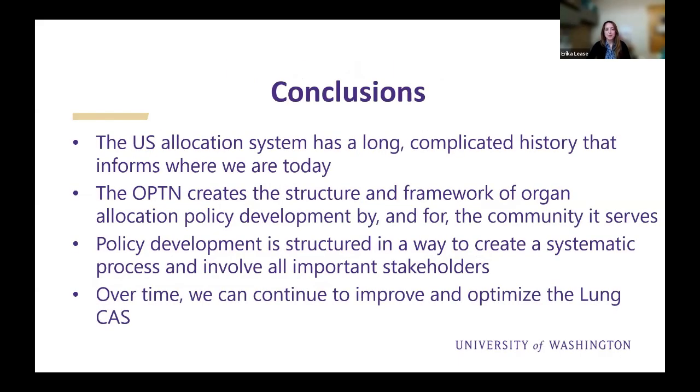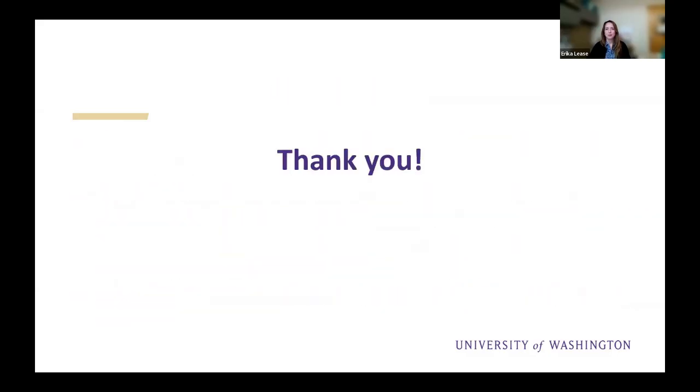So those are my thoughts. In conclusion, the U.S. allocation system has a long, complicated history that really does inform where we are today. The OPTN creates the structure and the framework of organ allocation policy development that is by and for the community that it serves. Policy development is structured in a way to create a systematic process and involve all the important stakeholders. And then lastly, I think over time, we can continue to improve and optimize the Lung CAS as we go forward. So with that, thank you very much.